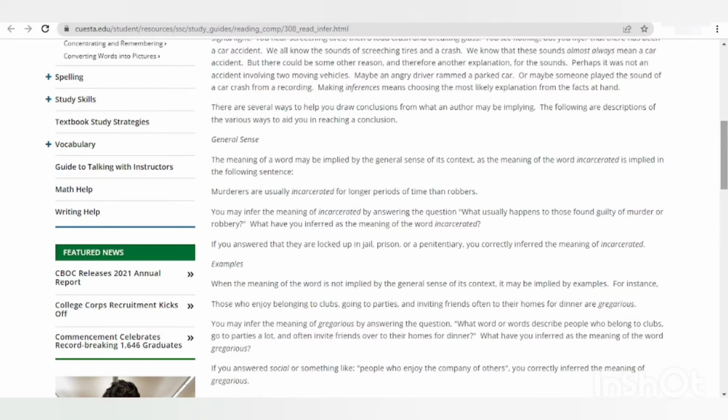In other words, when you see something that says murderers are usually incarcerated for longer periods of time than robbers, you know that murderers are more dangerous than robbers, although you don't really know, but you get what I'm saying. Murderer means they killed somebody, robber means you just took what doesn't belong to you. So clearly, if it says they are incarcerated for longer periods of time, it means they have been locked up in jail or in prison. That's what incarcerated would mean, because you're comparing a murderer with a robber, and it says for longer periods of time.